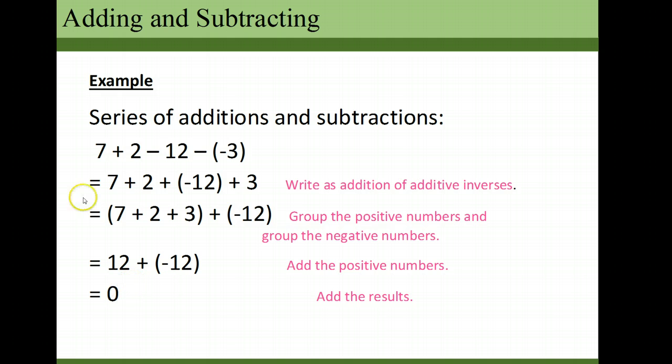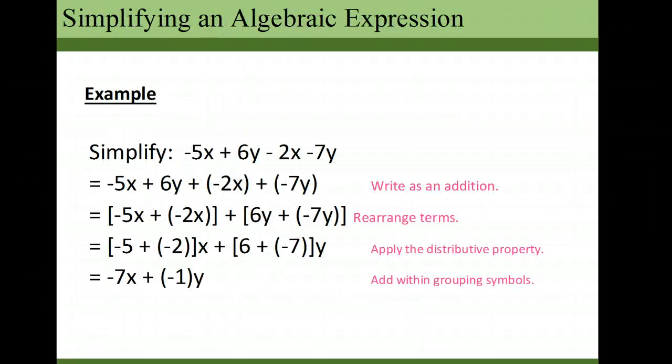Excellent. Let's try an example where you actually have some variables. So let's simplify the following expression. Simplify just means combine like terms for right now. So we want to do negative 5x plus 6y minus 2x minus 7y.